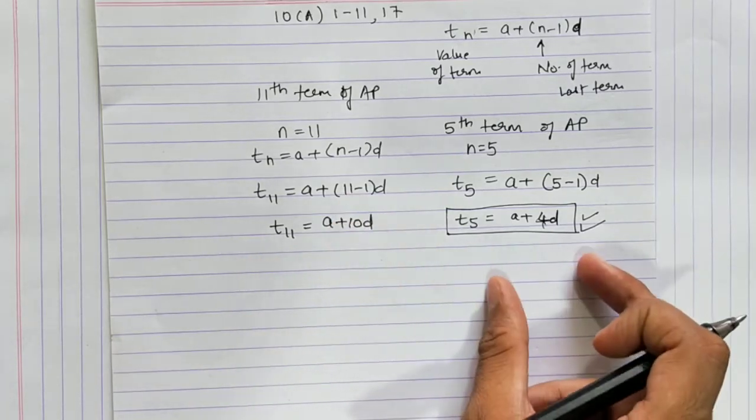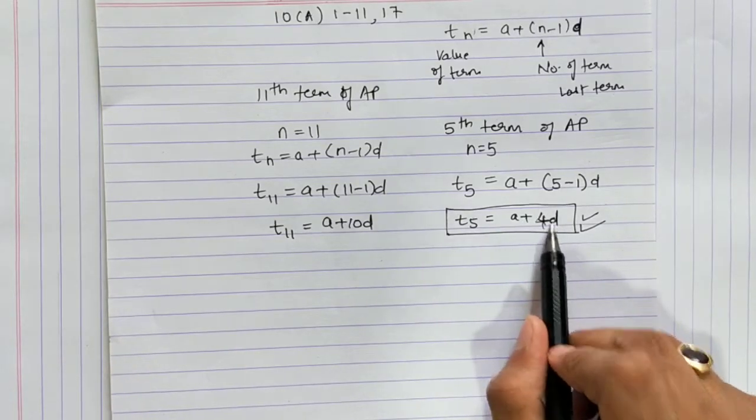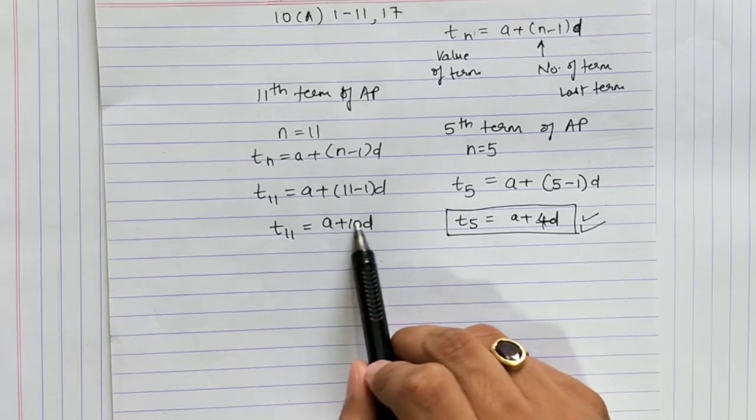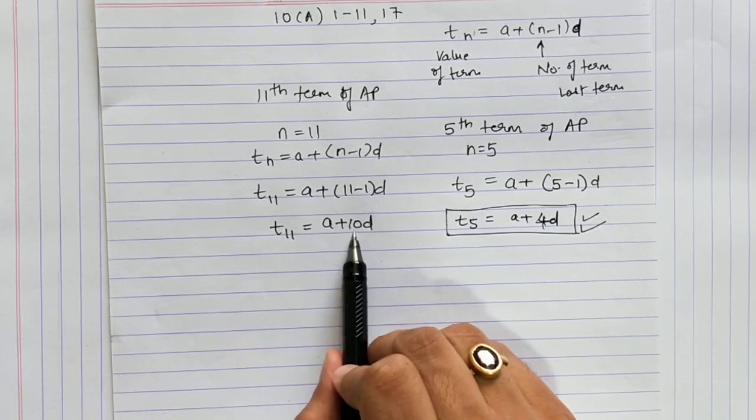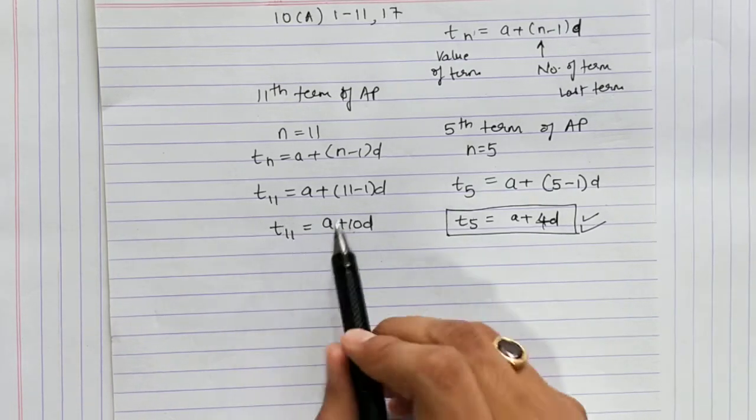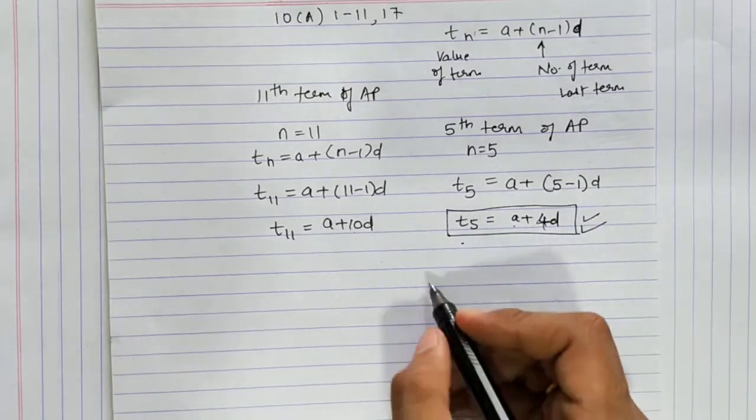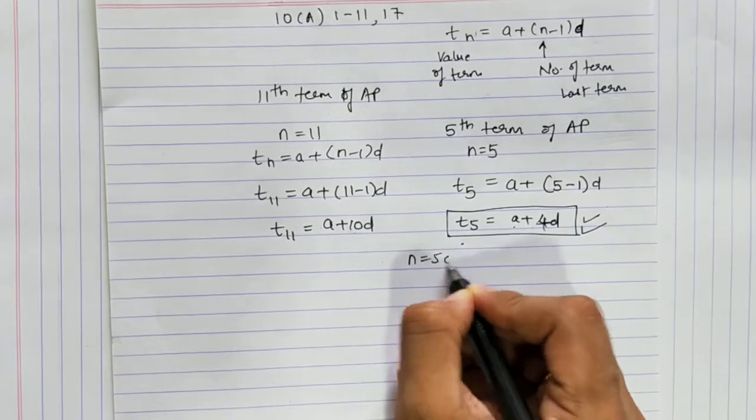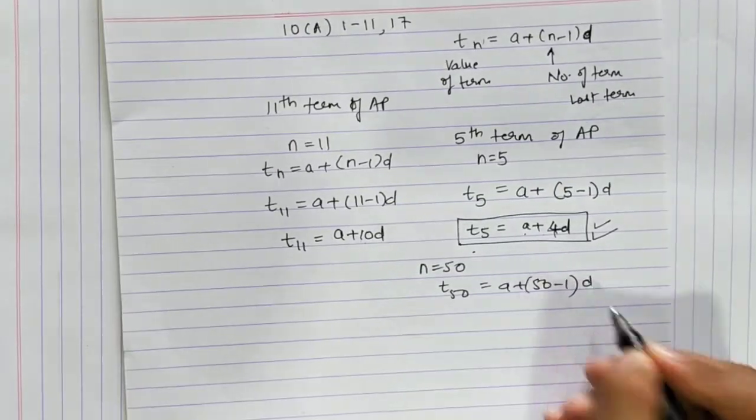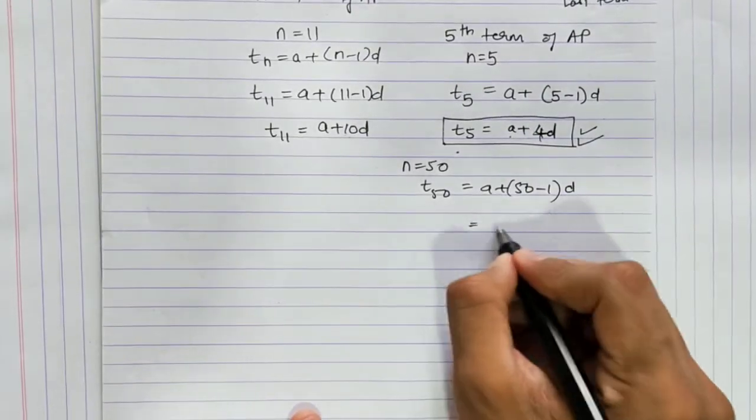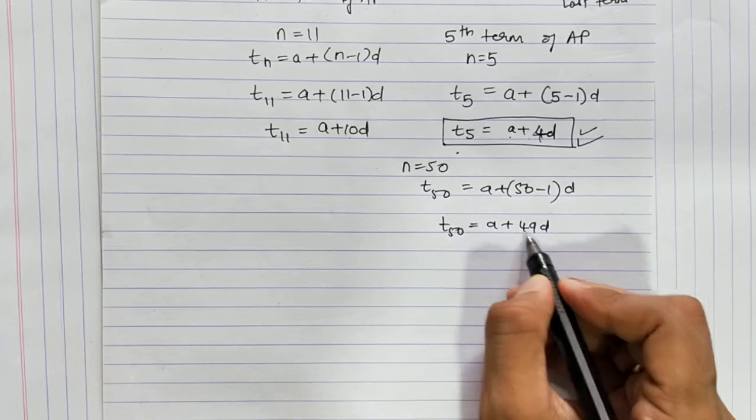Now if you observe something here, when the fifth term was asked, what did it become? a plus 4d. When the 11th term was asked, what did it become? a plus 10d. It means the number with d is one less than the term number. If you want the 11th term, it is a plus 10d, if you want the 5th term, it is a plus 4d. Suppose you want the 50th term, 50th term means n is 50, so this will become T50 is equals to a plus 50 minus 1 d, correct? So this will become a plus 49d. The 50th term is a plus 49d.